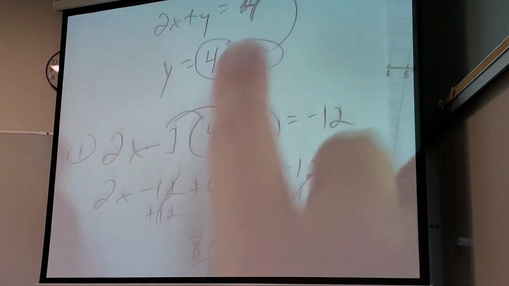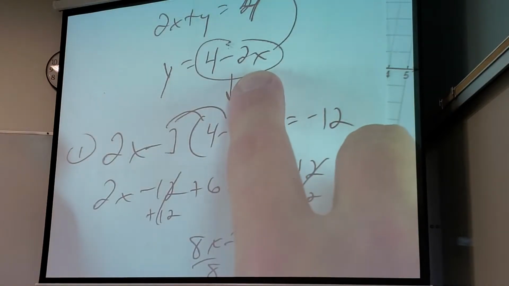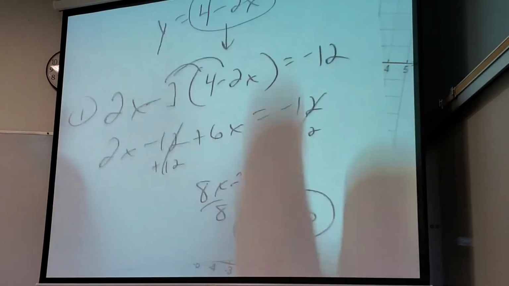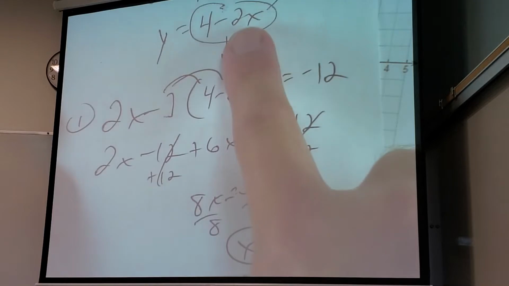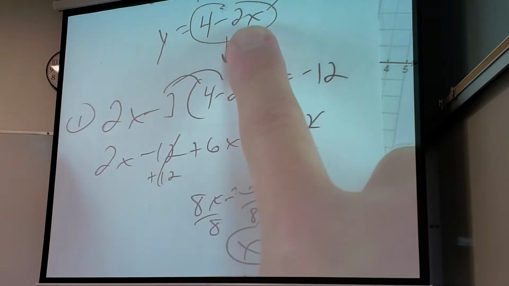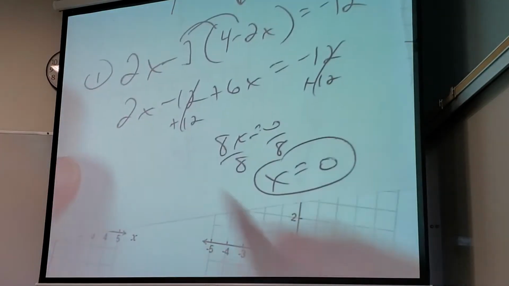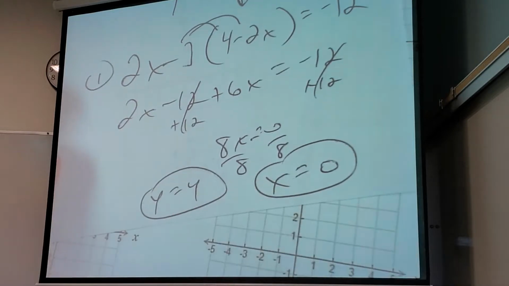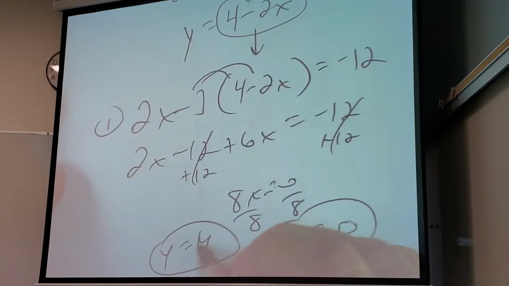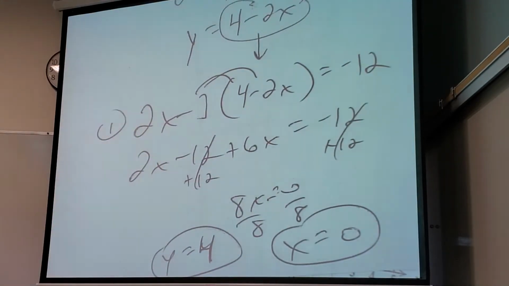And then if I plug a 0 in, what do I get? For y, y is 4 minus twice 0. So I get y is 4, just like we got before. Damn, we got to keep doing this math. I left in my y's and my 4's. Exactly the same.